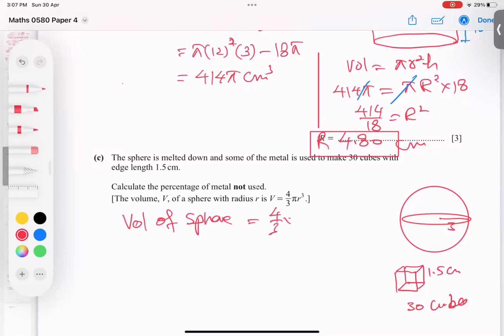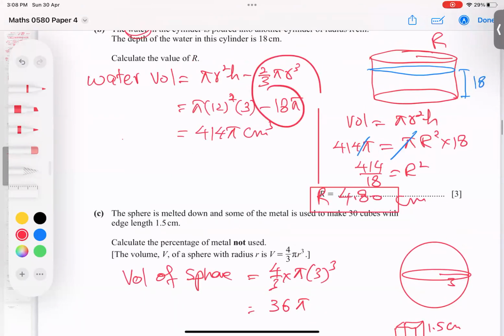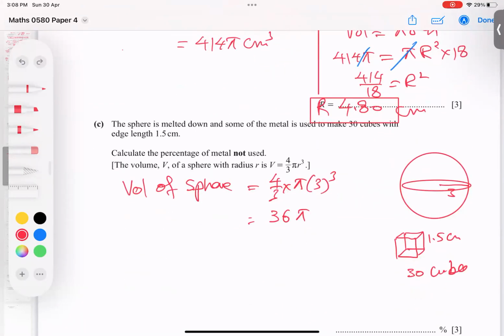4 by 3 by 3 cube. 3 square 9, 9 fours are 36. 36 pi. Okay. Or what I have before, hemisphere into 2, we can save our time. Anyway, he said that percentage. So what is the total volume?